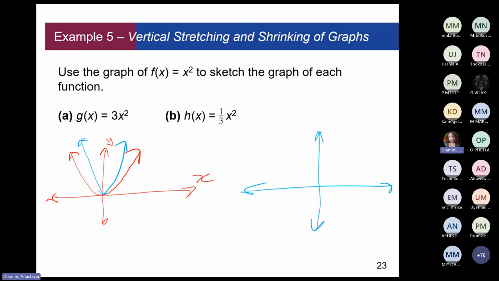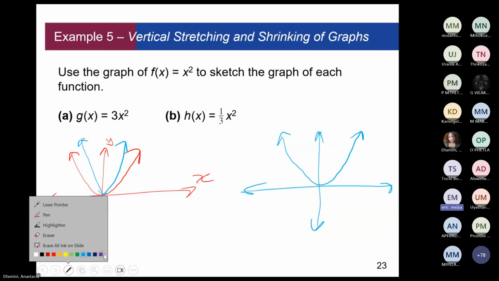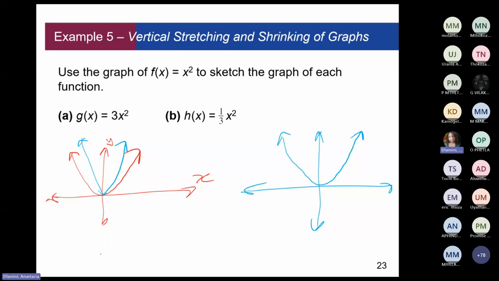We are shrinking the graph. So if you have this blue graph here and you press it, like a balloon, does it become thinner or fatter? Fatter. Do you see that? So meaning that it will be wider than the original one, because you have shrunk it and then it becomes wider. Does it make sense when it comes to shrinking and stretching? Yes, ma'am.